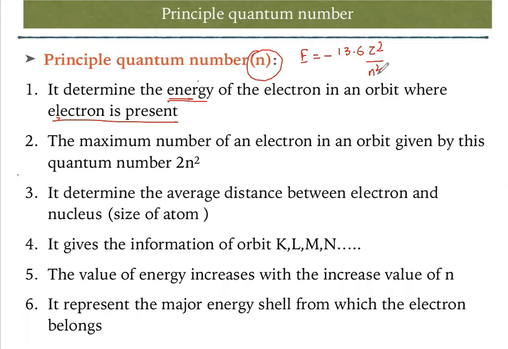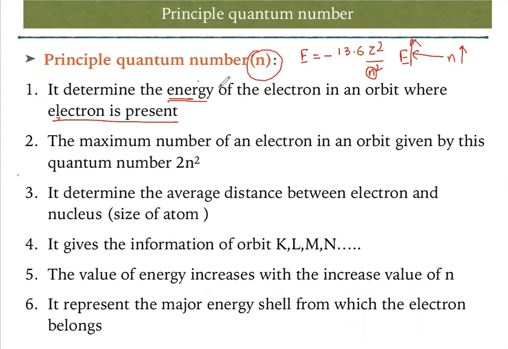Now you see, when you increase the n value, 1 by n is going to decrease, and the negative sign of a decreasing value is always increasing. So we can say that if n is increasing, then energy is also increasing. So this n value determines the energy.